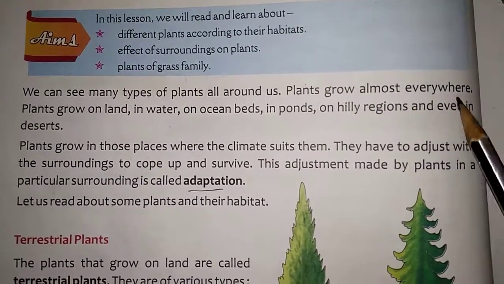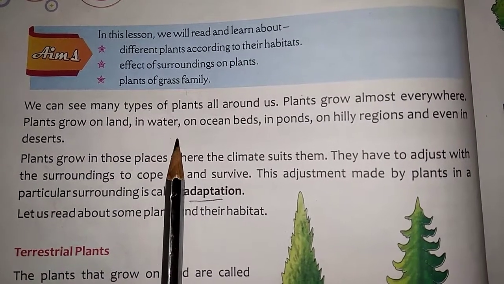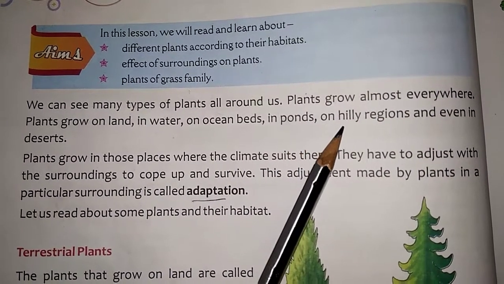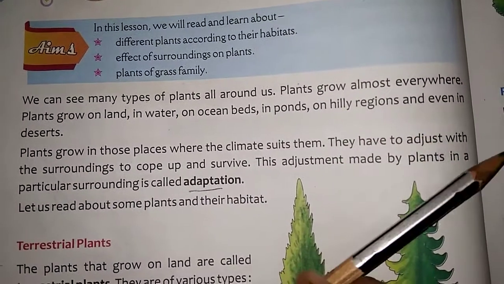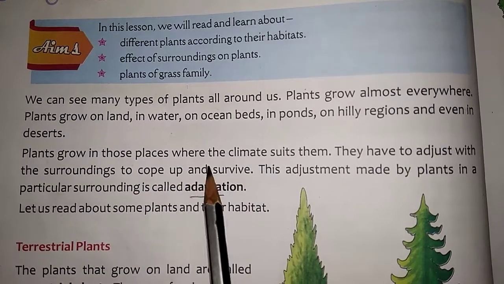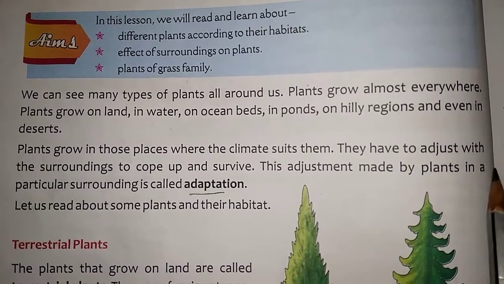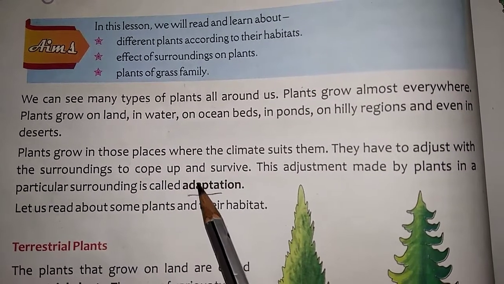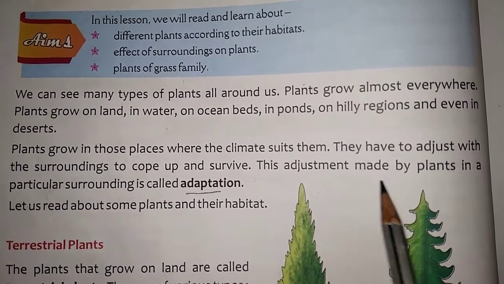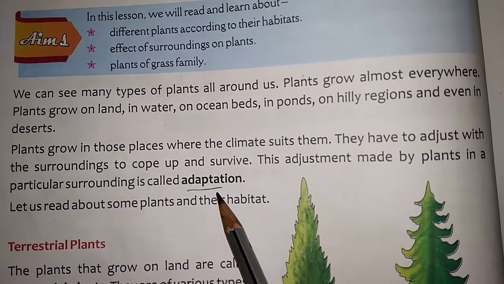Plants grow almost everywhere. Plants grow on land, in water, on ocean beds, in ponds, on hilly regions, and even in the deserts. Plants grow in those places where the climate suits them. They have to adjust with the surrounding to cope up and survive. This adjustment made by the plants in the particular surrounding is called an adaptation.